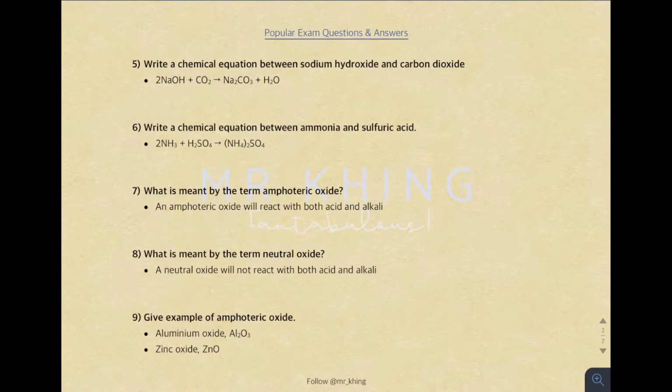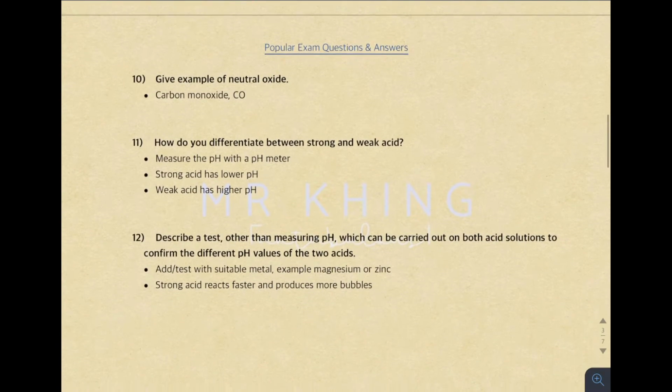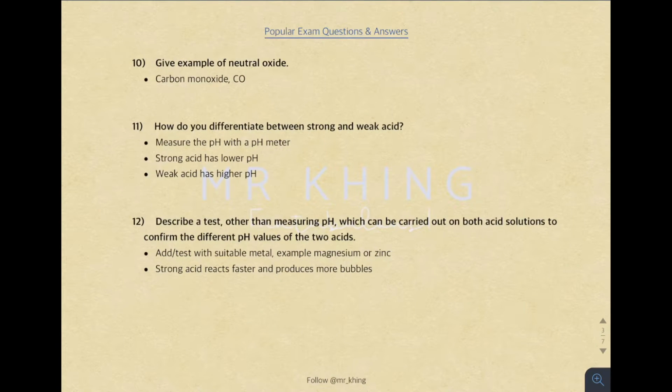That's it. And then the definition of amphoteric oxide. It means it can react with both acid and alkaline. Neutral oxide will not react with either acid or alkaline. Then what are the examples? Remember the examples of amphoteric oxide: aluminium oxide and zinc oxide. You have to remember the examples. Same goes for neutral oxide. An example of neutral oxide: carbon monoxide.